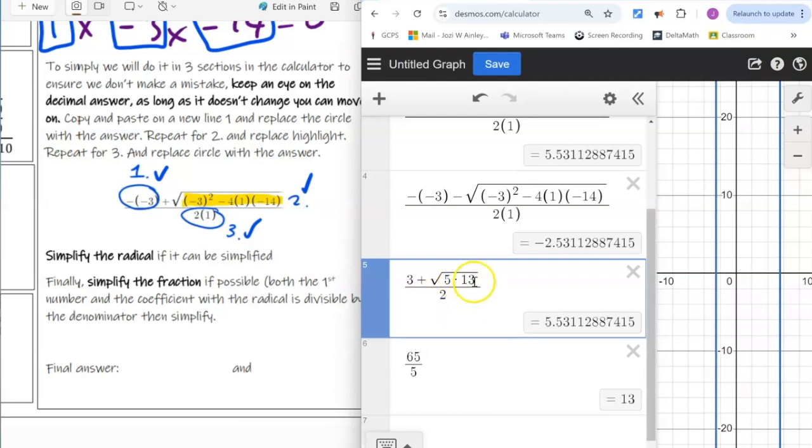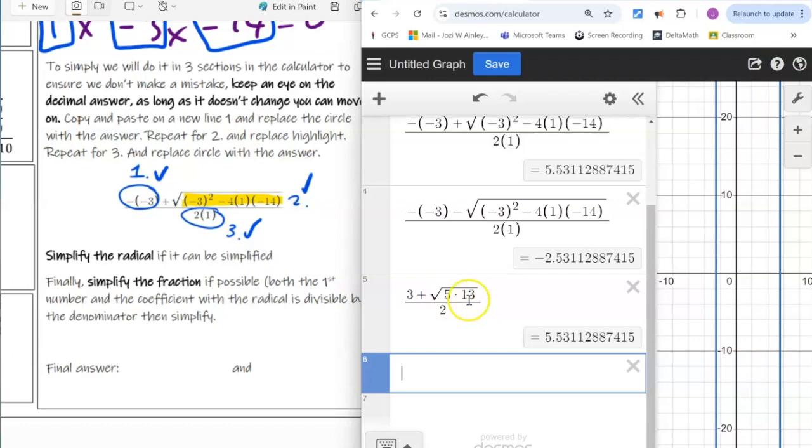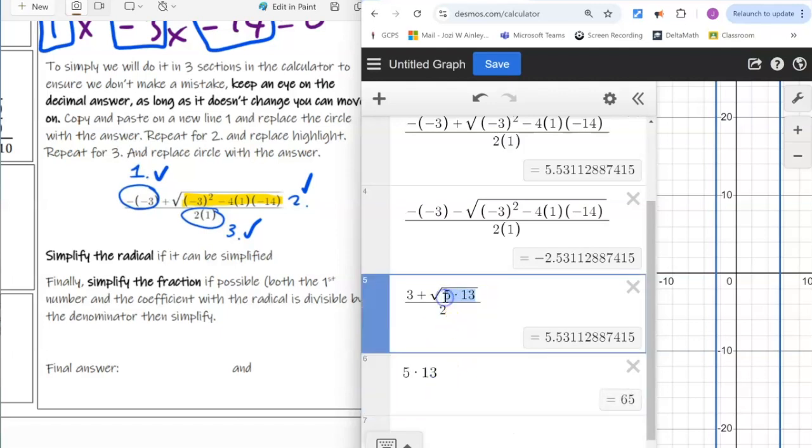All right, so can I break down 13 anymore? No, because 13 is a prime number. All right, so there's no books. Are there any books? Nope, no books to take out. So this radical cannot be simplified. So I'm going to put that back as the answer. So that answer was radical 65. It cannot be simplified. So boom, cannot be simplified. So I can move on.